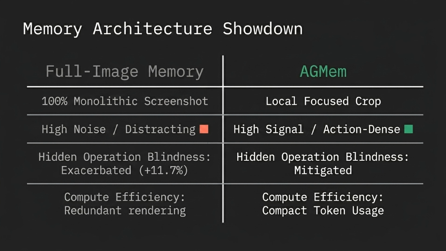In a direct memory architecture showdown, the differences are stark. Full image memory uses 100% monolithic screenshots, resulting in high noise and redundant computing, which actually exacerbates hidden operation blindness by 11.7%. AGMem, on the other hand, uses local-focused crops. This provides highly action-dense signal, mitigates hidden operation blindness, and ensures highly compact token usage.